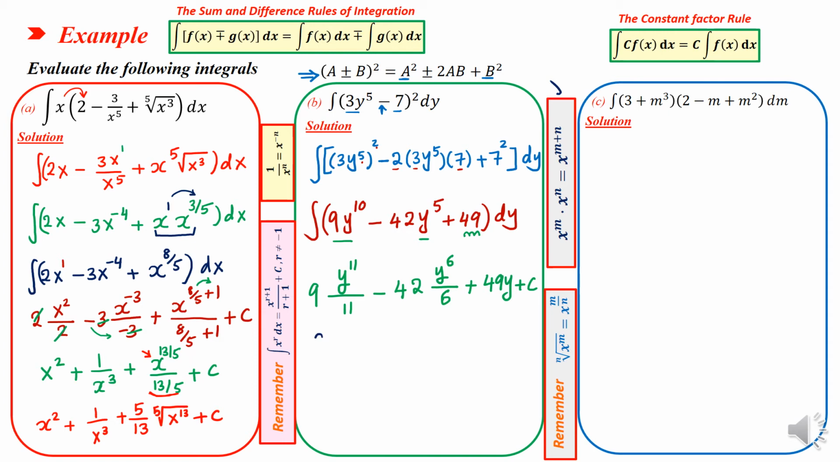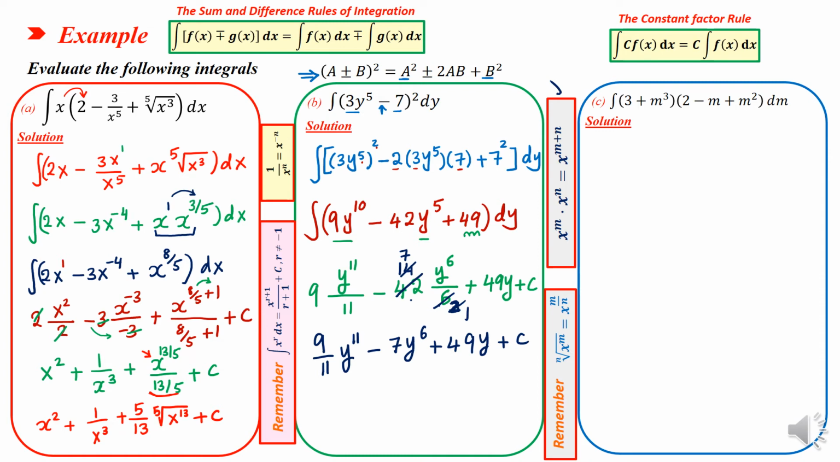So we have 9 over 11 y to the 11th power minus, now we can simplify these two numbers, so divide by 2 equals 3, and divide by 3 equals to 14, then divide by 3 equals 2 here, and divide by 2 equals 1, divide by 2 equals 7, and you will get 7y to the 6th power plus 49y plus c. And this is the end of part B.